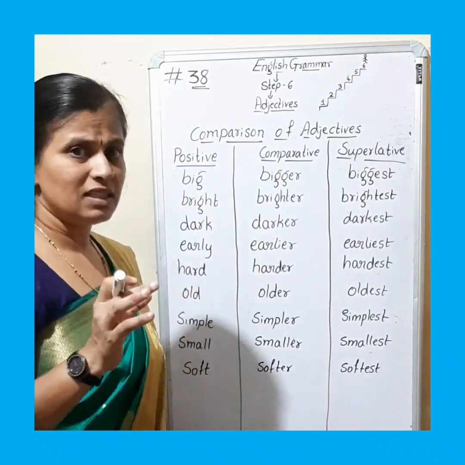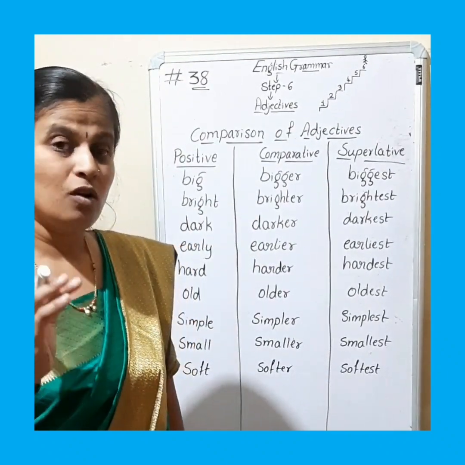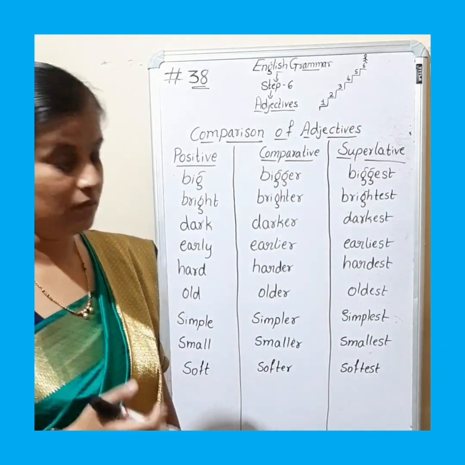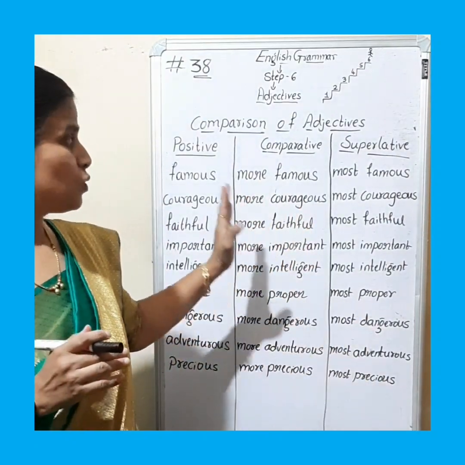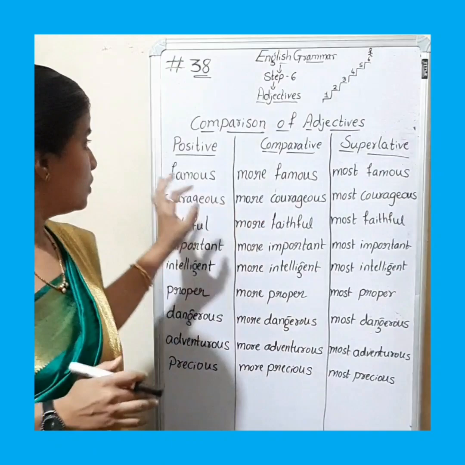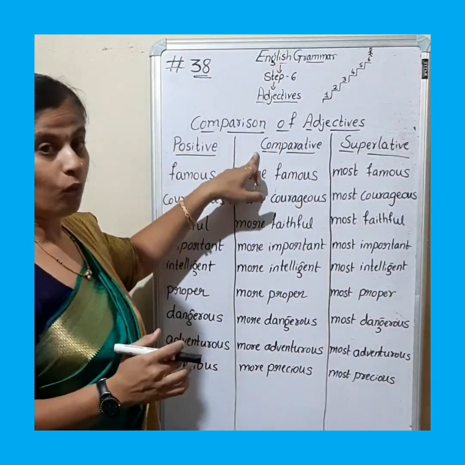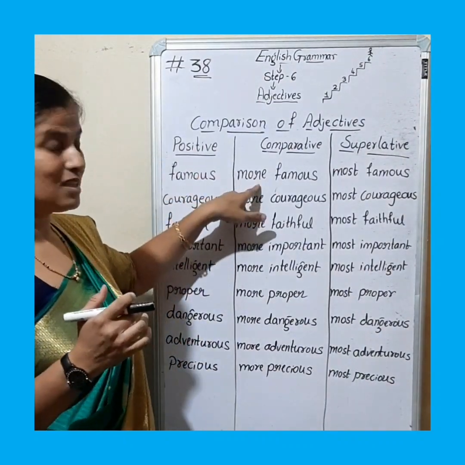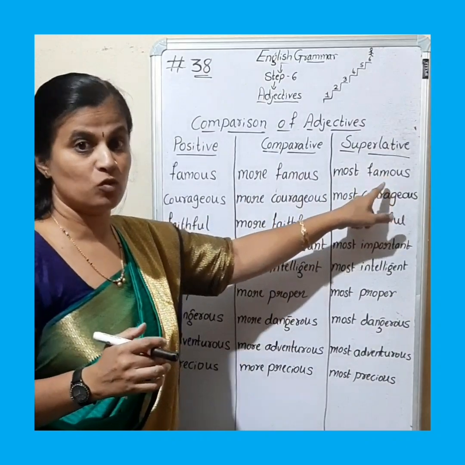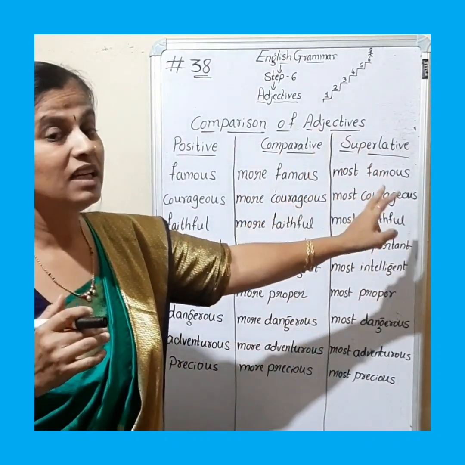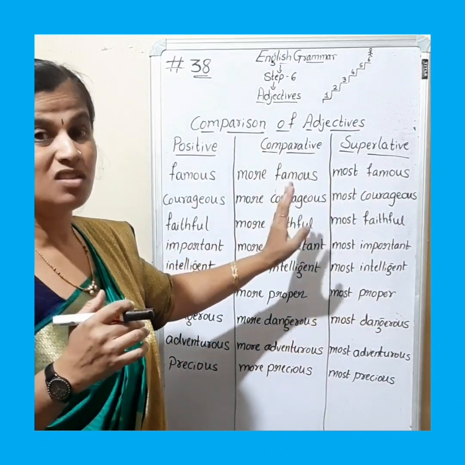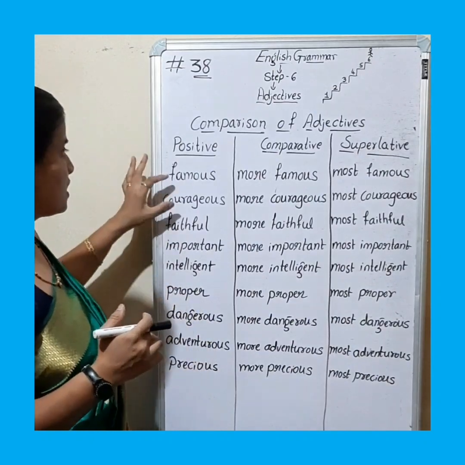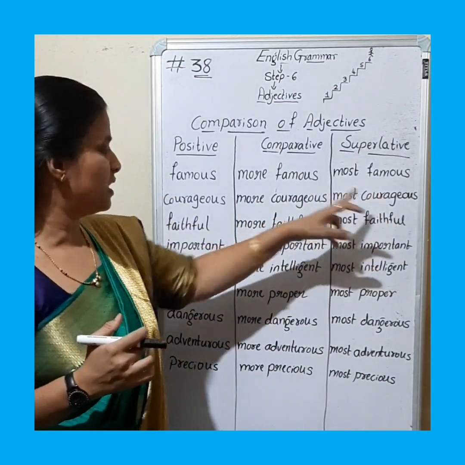Now let us have examples of those which are long adjectives with two or more than two syllables. Here are comparisons of adjectives with two or more syllables. So positive degree of comparison, let us have a look over comparative as well as superlative. Famous is written as more famous, most famous. We cannot add er or est as suffix over here because they are long adjectives with two or more syllables. Courageous, more courageous, most courageous.